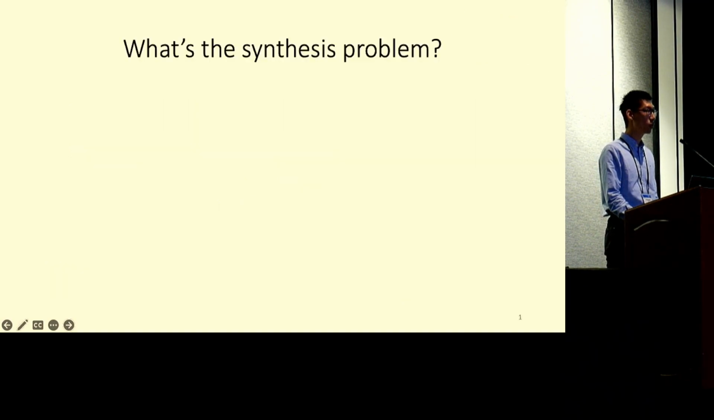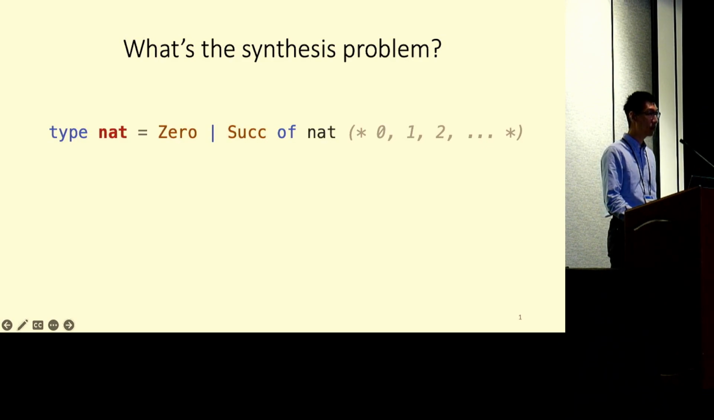Let's begin with what the synthesis problem is. What are the inputs to our synthesizer? First, there are type definitions. For example, a natural number is either 0 or the successor of another natural number. And we will use literals like 0, 1, 2 in the talk.